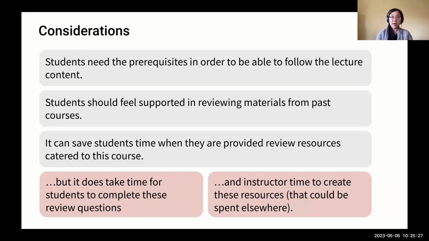But also, if we're asking students to complete these questions, to do these prerequisite reviews, that could take time away from something else. And it does take quite a bit of time on the instructor side to create these resources, to identify the correct prerequisite skills to capture, and that's time that could potentially be spent elsewhere as well. So these are some of the considerations that we tried to keep in mind as we thought about the prerequisite review.